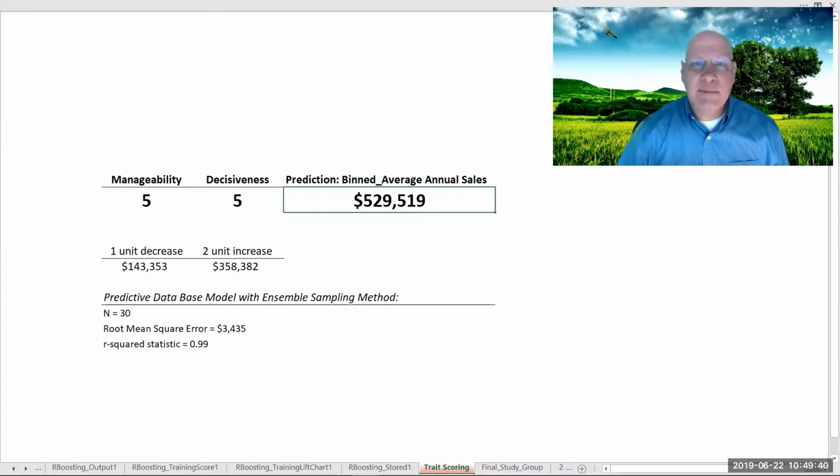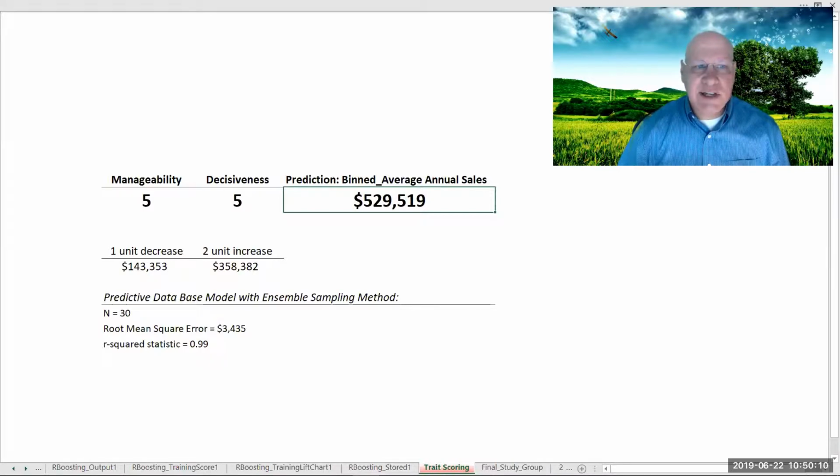Today I'd like to demonstrate a more scientific way of helping sales managers coach their salespeople to greater productivity. In this study, we have 30 salespeople and their average annual sales for a two-year period was looked at and analyzed using a predictive data mining model.